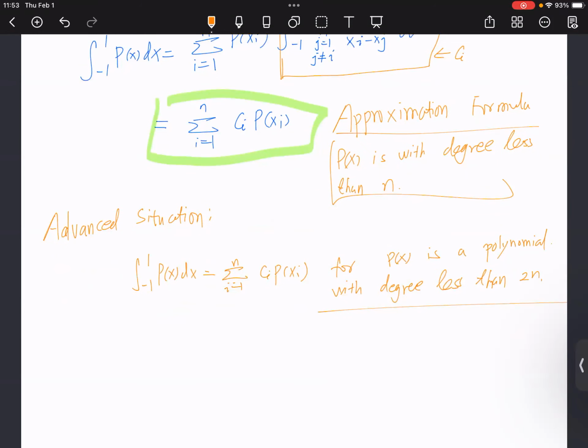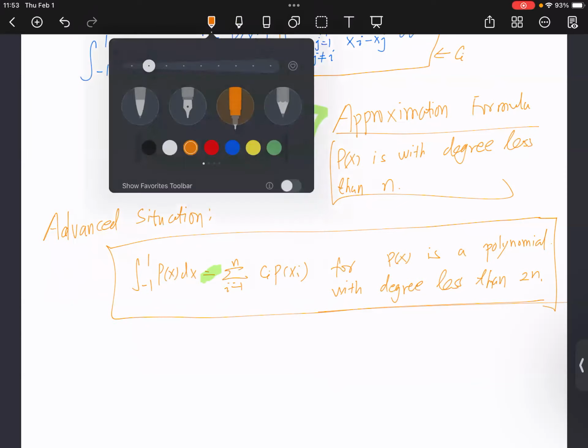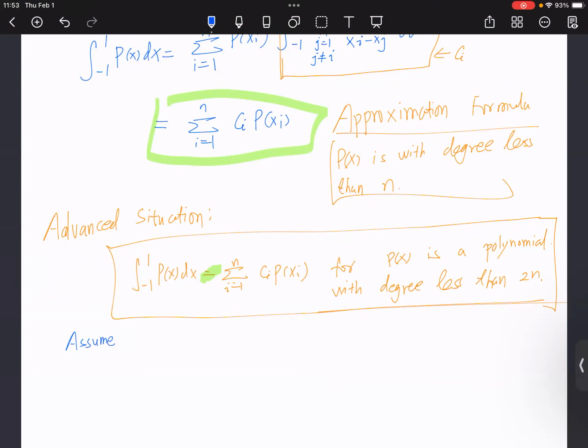Let's say we want to prove this is actually happening. We have the equal sign for polynomials with degree less than 2n, which means that the approximation is exact. We don't have any error. So now let's take a look. We assume p(x) here is a polynomial with degree less than 2n. It could be 2n minus 1.